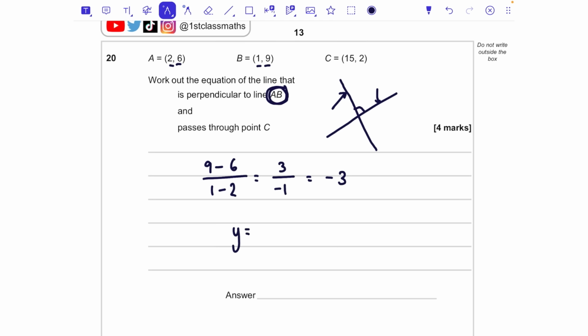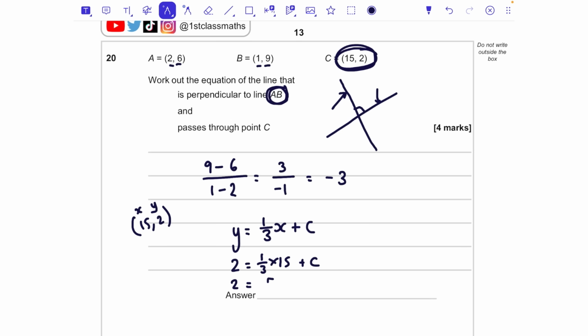So y equals a third x plus c is the equation of the line so far, and we want it to go through this point. So I want this to go through (15, 2). Now (15, 2) has an x coordinate of 15 and a y coordinate of 2. If we substitute those values in, we can work out what c would need to be in order for it to go through that point. So 2 is a third of 15, add c, so that is 2 equals 5 add c, and so c has to be minus 3 in order for this to be correct.